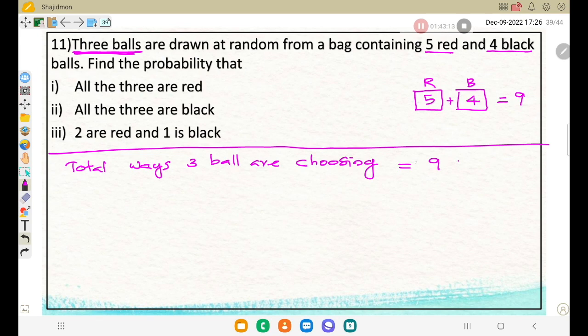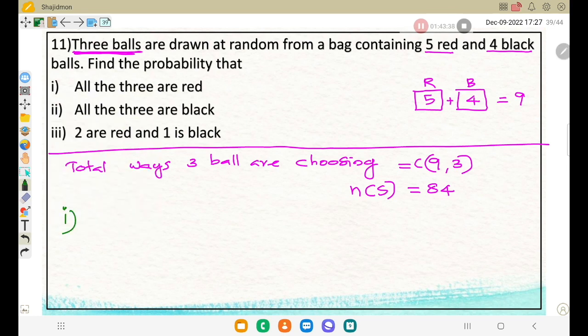Out of that, how many did we select? 3 at a time, combination of 9, 3, so equal to 84. This is the number of elements of the sample space, the total number of outcomes in the sample space, 84. Now we can go to the first part of the question.